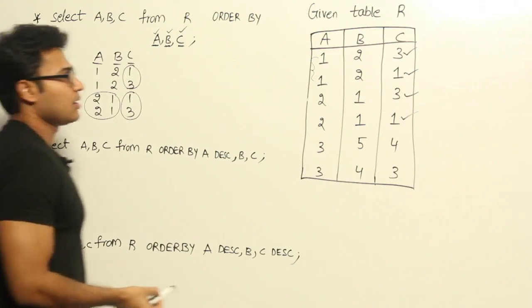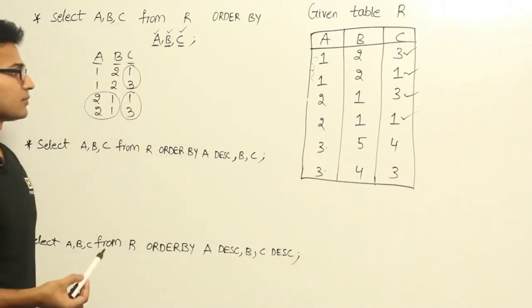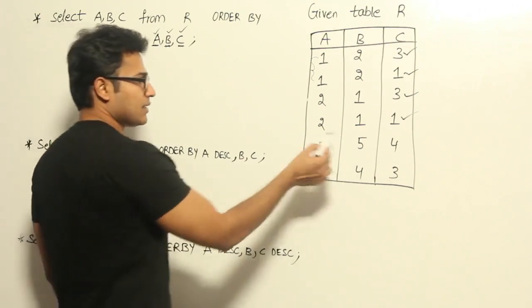Got it? And if you look at the next one, 3 and 3, the value of A is the same, but then the next one is the value of B.